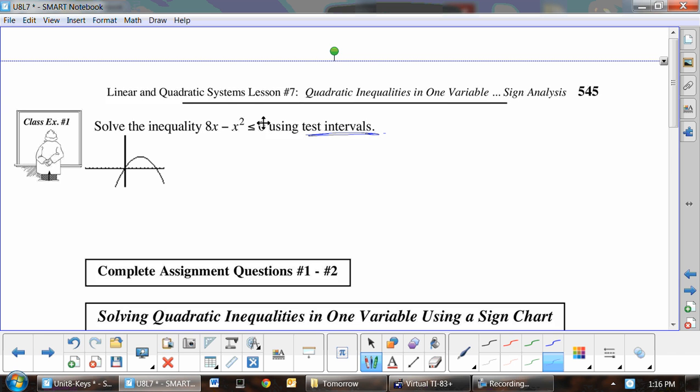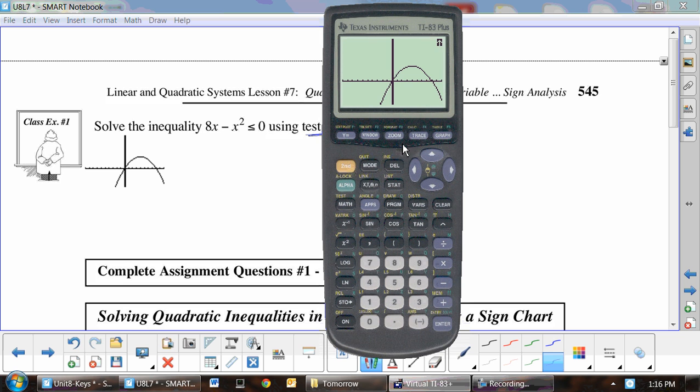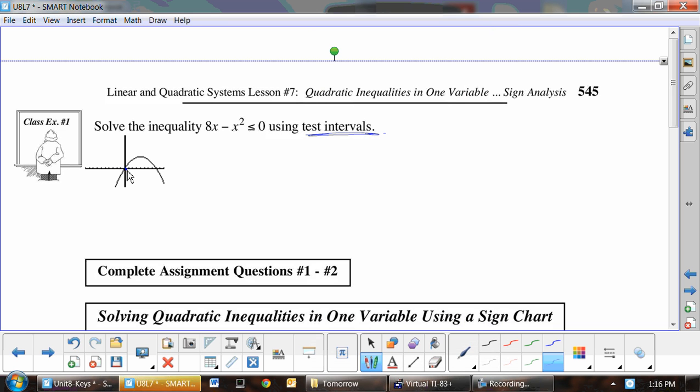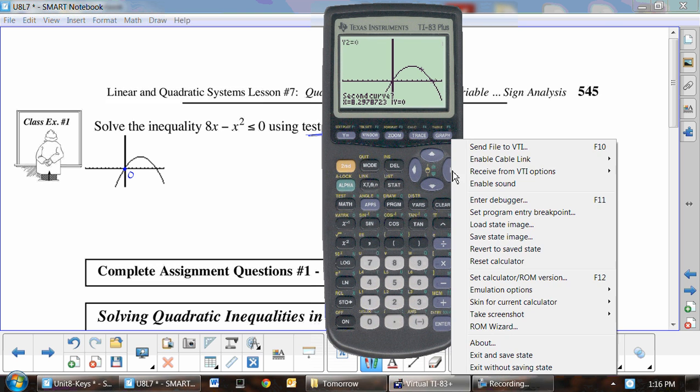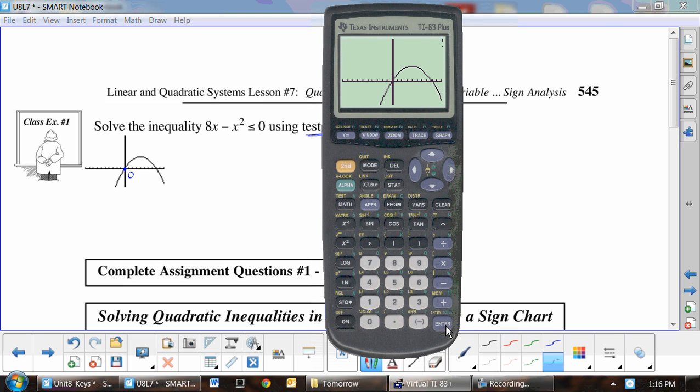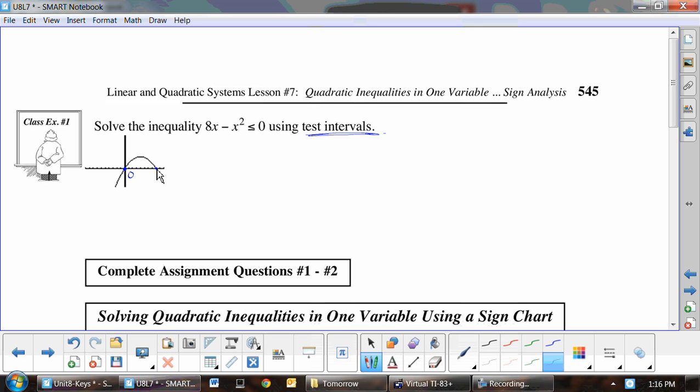Okay? So we know that with these sort of questions, we're going to need our x-intercepts. So let's find that right away. So we say, okay, the one is 0. Oh, not 8. 0. And then we can find our other ones. So we go second trace, intersect, all the way over to the other one. We go enter, enter, enter. And we get that this one is 8.